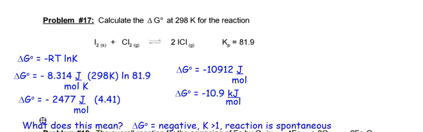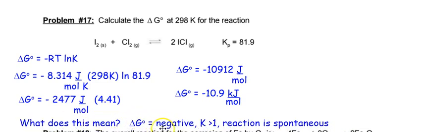So what does this mean? Hey, we were right, weren't we? Delta G is negative. Yes. K is much greater than 1. Yes. What does that mean? The reaction is spontaneous in the forward direction. So what does that mean? I'm going to make a whole lot of iodine monochloride. All right. Yes, I will.